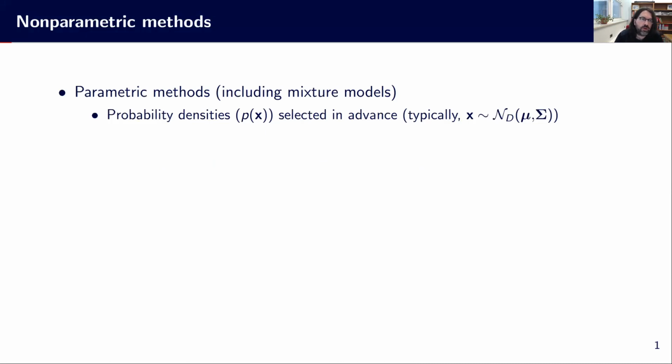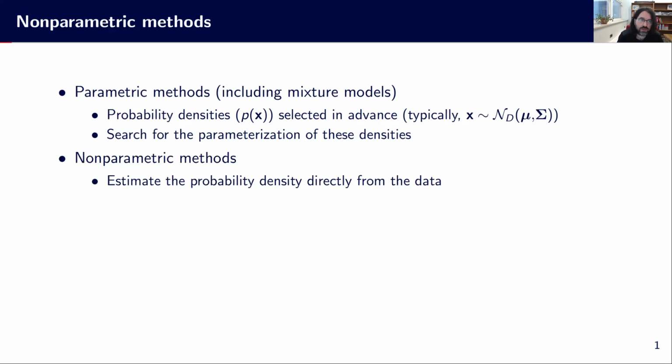In parametric methods that we saw last week, including mixture models, we are talking about getting probability densities which are defined in advance. Typically, we will say that some data is following, for example, a multivariate normal distribution with some mu and sigma parameterization. As such, the problem is to search for the right parameterization to use for these densities according to the dataset that we have at hand.